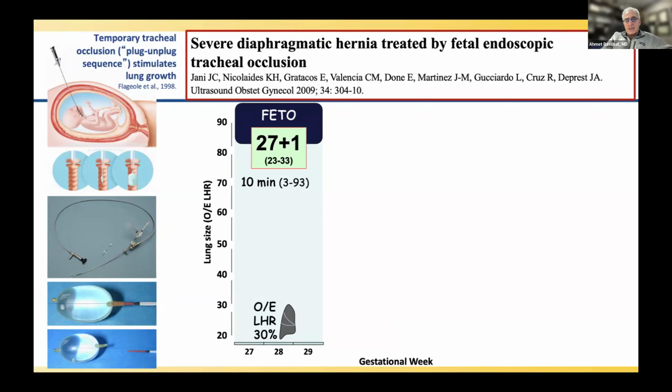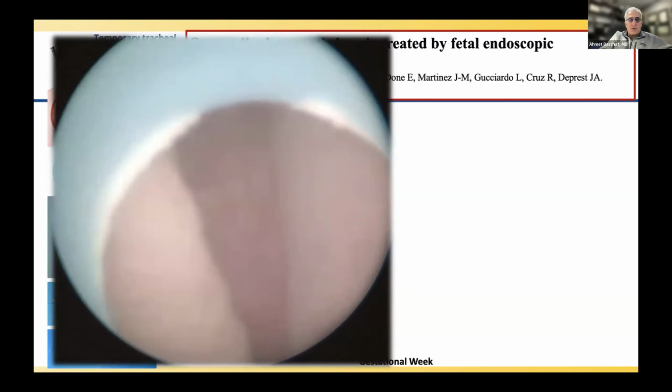The principle is that by blocking the trachea with a balloon, you basically stop the egress of lung fluid, and that leads to lung growth. And then after you remove the balloon, the baby can then be delivered and has a patent airway, but has hopefully better lungs. The principle approach is shown in this video.